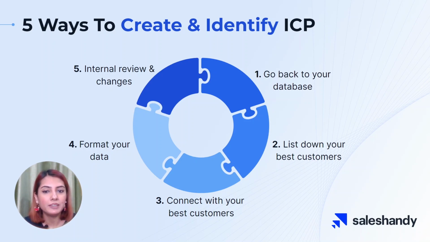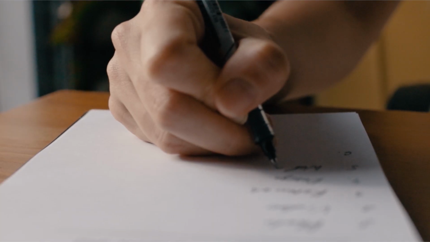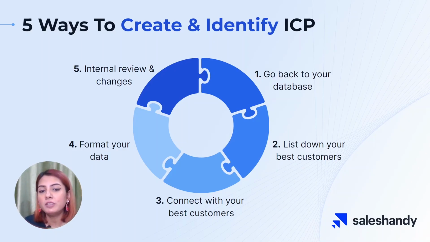The second step in this process is to list down your best customers. So you need to list down all your best customers from your database. Some of the factors that you must consider while listing down your best customers are the following. So keep in mind who are the customers that keep coming back to use your product. Second would be your high-ticket customers. And third would be the customers that have brought in the most amount of referrals.